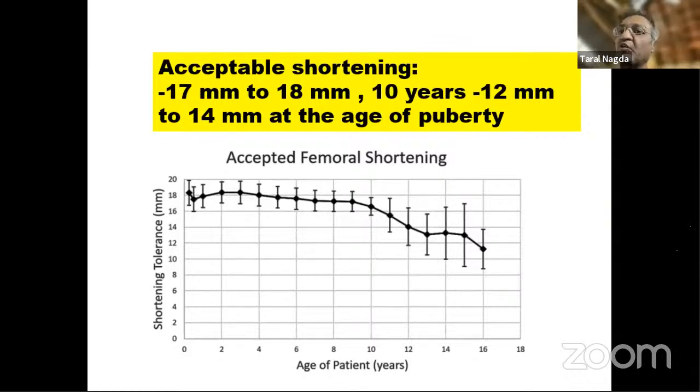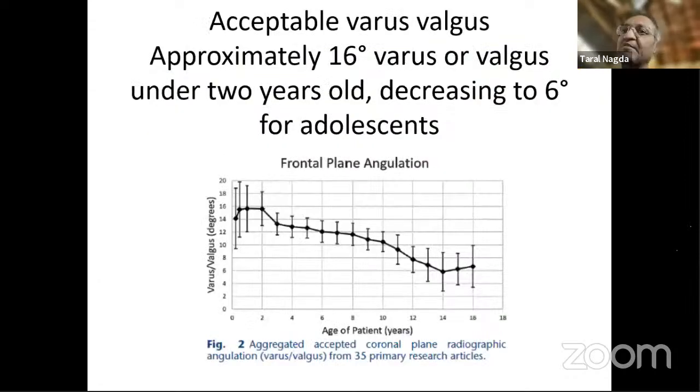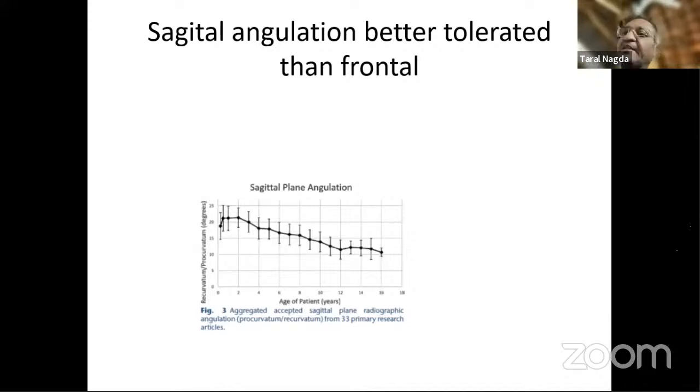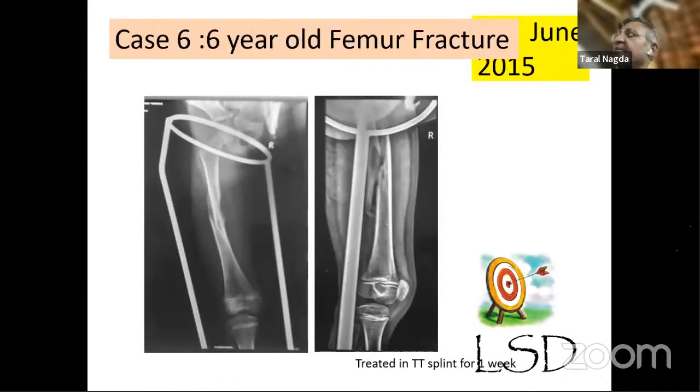Acceptable femoral shortening. This is a review of almost 60 patients, and they say that in children younger than 10 years, around 2 centimeters of shortening can be accepted, but as you go towards puberty, beyond 10 years, around a centimeter of shortening can be accepted, not more than that. And that's why people tend to convert to more rigid implants or length stable implants. Now in the frontal plane, acceptable varus valgus changes range from 16 degrees for a child under 2 years to 6 degrees for adolescents. But sagittal angulations are better tolerated. So that's what this paper says.